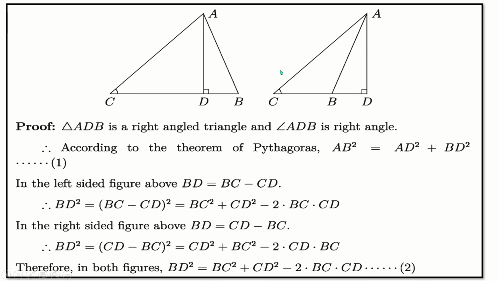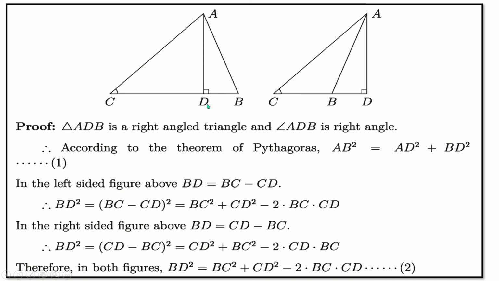Now follow the figure. Here ABD, this is a right angle triangle. Also ADC, another right angle triangle. In the same case here, ABD and ADC both are right angle triangles. Now when we take the right angle triangle ADB, in which angle ADB is a right angle, therefore by Pythagoras theorem, AB square is equal to AD square plus BD square.